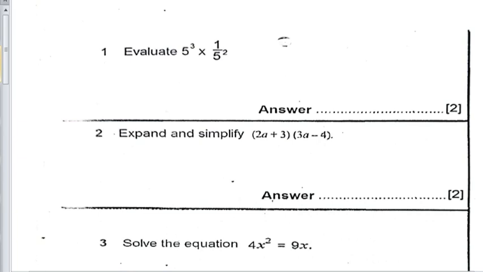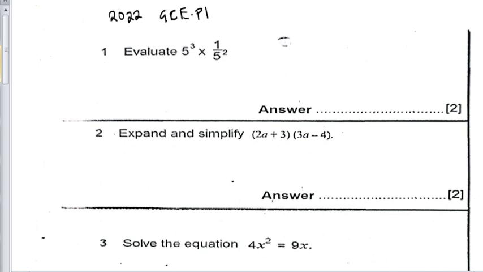Hi guys, so we have a past paper here. This is 2022 paper 1. So this paper is coming from the year 2022 GCE. Then this is paper 1. I'll start by answering the first 10 questions in this video.